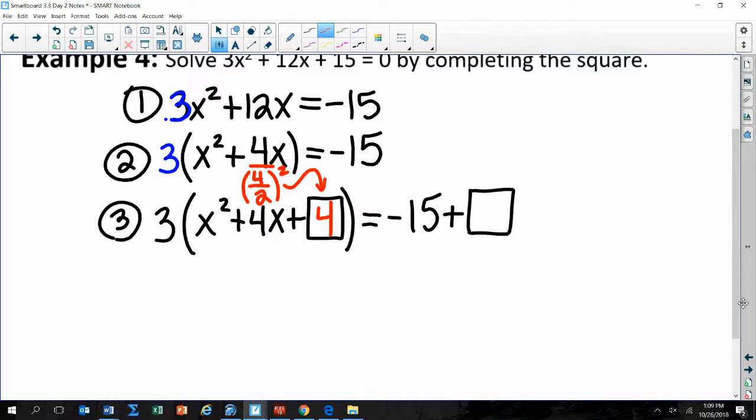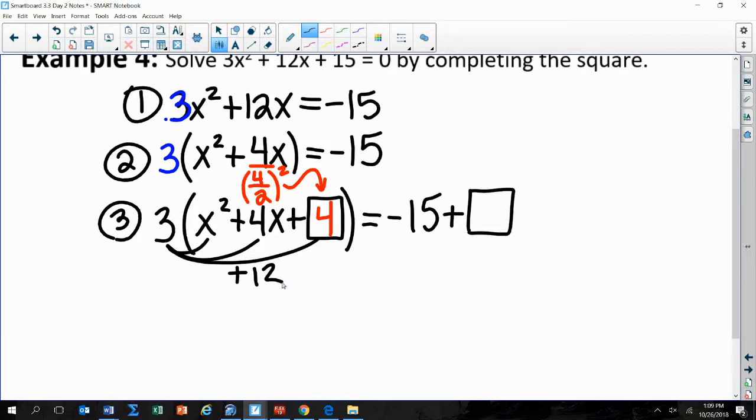Now, what am I going to put in the box on the other side of the equal sign? Think about what you're adding over here. What am I adding on the left side of the equation? Not just 4. Yeah, say it loud. 12. Excellent. Imagine multiplying this 3 back through. 3x squared plus 12x plus 12. See how really I'm adding 12 over here on the left-hand side? Okay, it's not just 4.